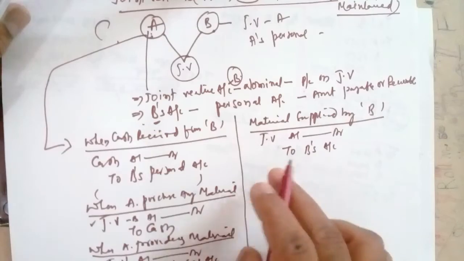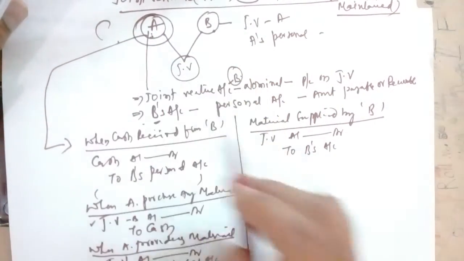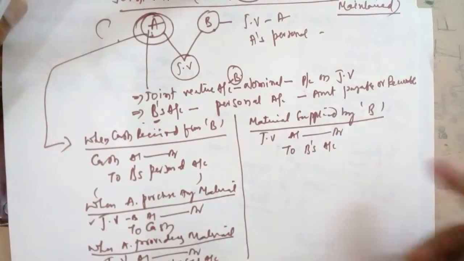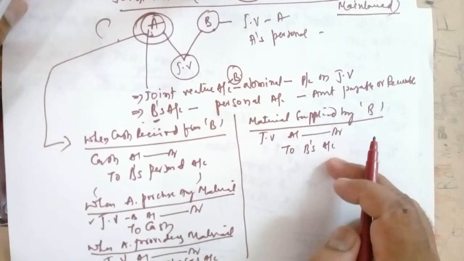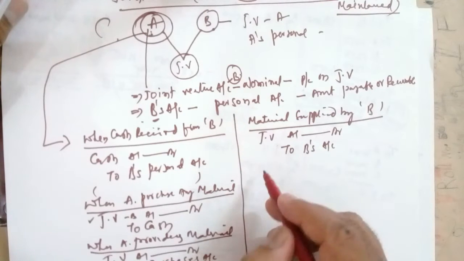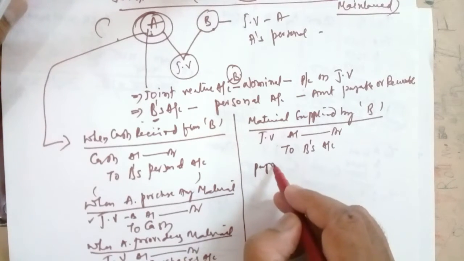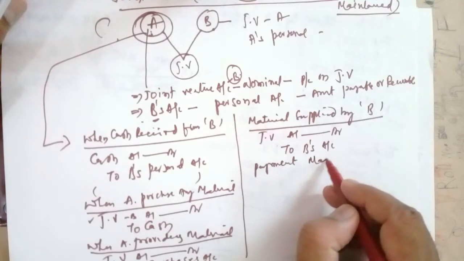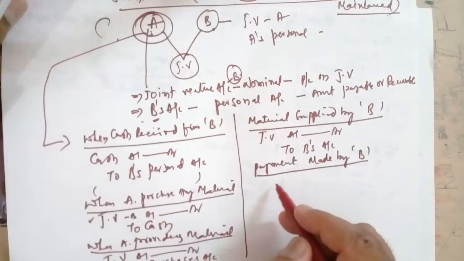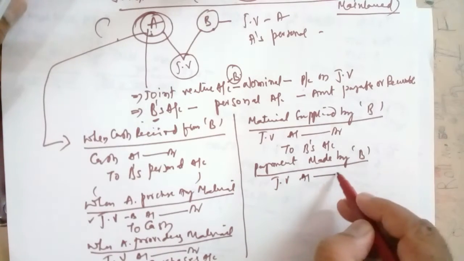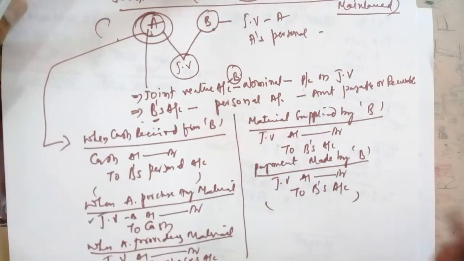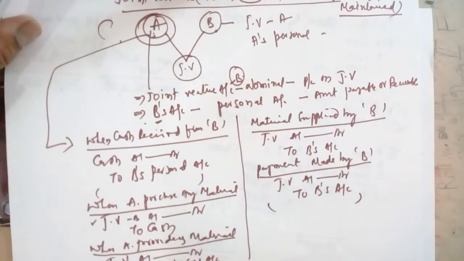Bear in mind, we are passing these journal entries in the books of whom? A's account we are passing. That is the most important thing. If it is in the books of B, then the entry would be joint venture to purchases. The entry will get changed. Right? Then any payment made by B, co-venturer, the entry would be joint venture account debit to B's personal account. Clear?